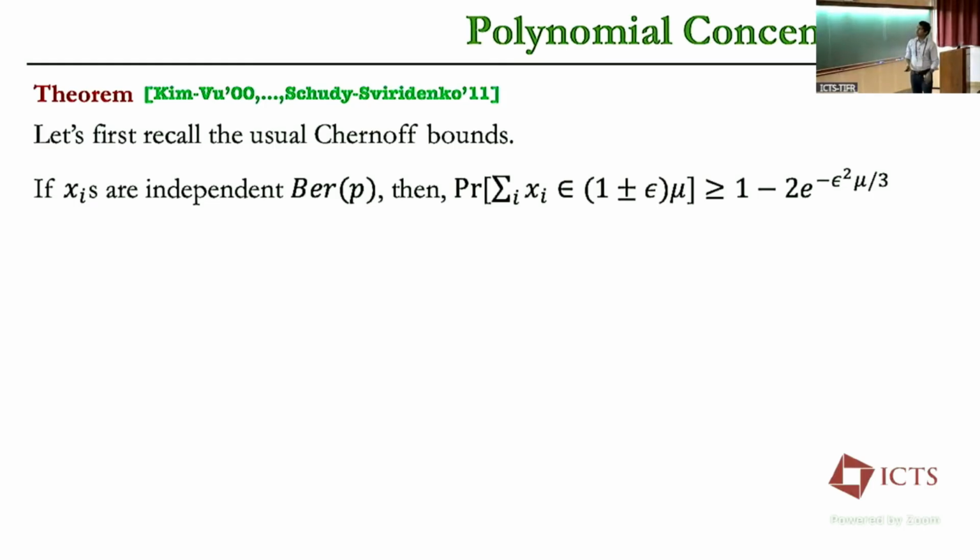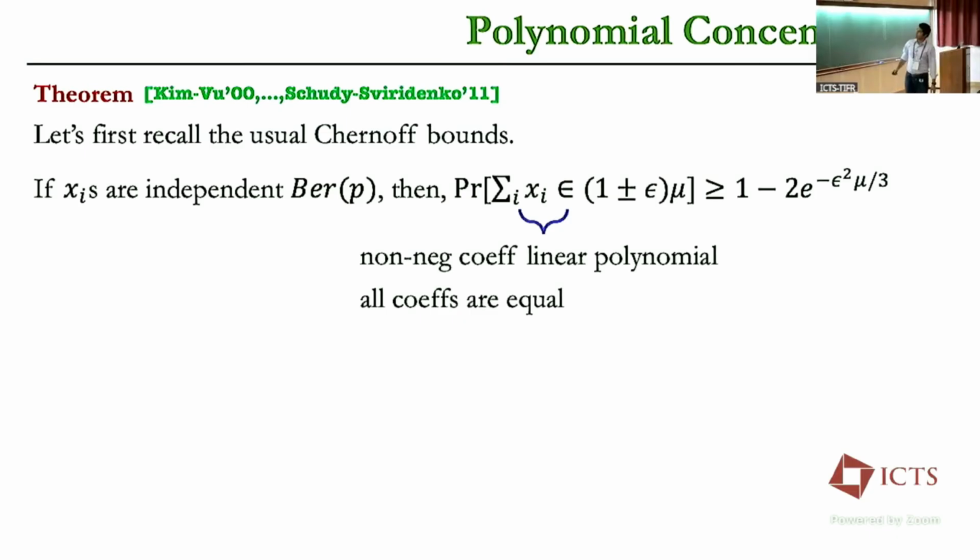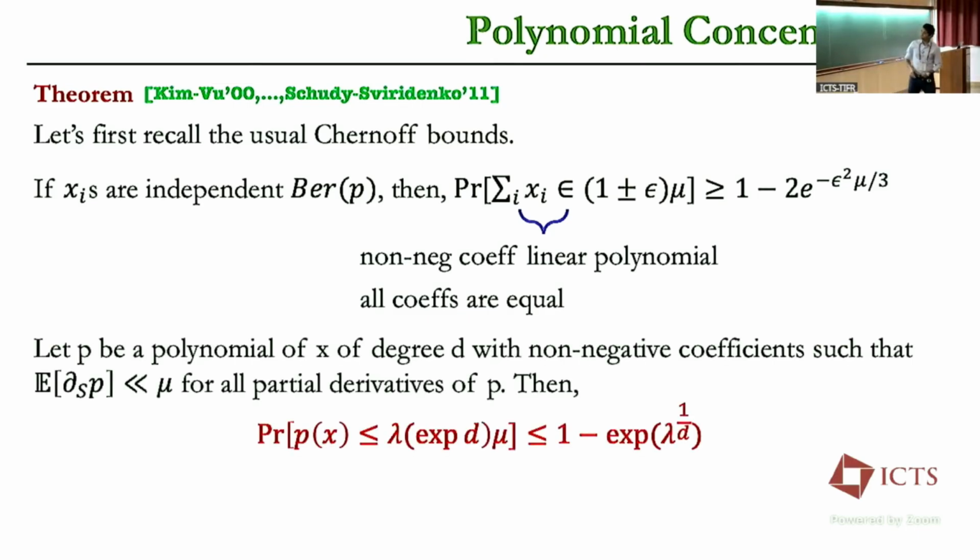So two things to note: the sum of the xi is a non-negative coefficient polynomial. All the coefficients are in fact 1. And moreover, all the coefficients are equal. So no variable is much more important than another. Those are the two things we'll remember. And I'll now give an inequality that generalizes this to higher degree polynomials. So here is a polynomial concentration inequality. Actually, such things were invented first by Kim and Wu to study random graph problems.